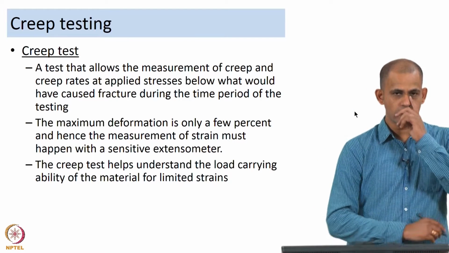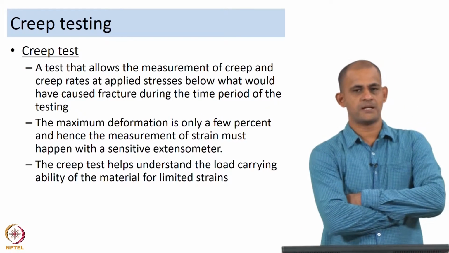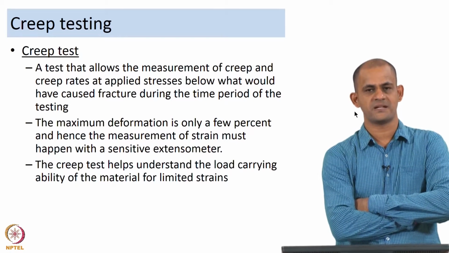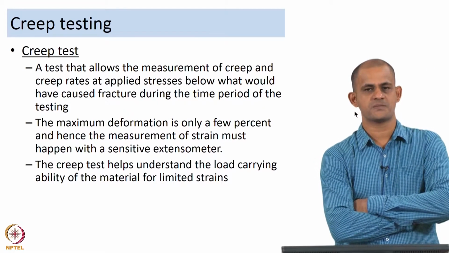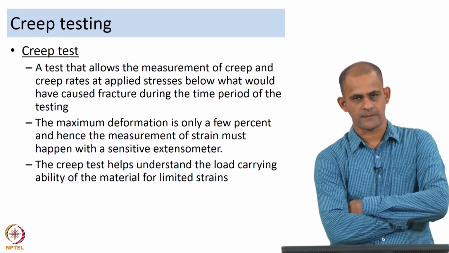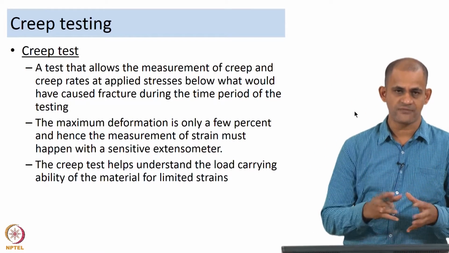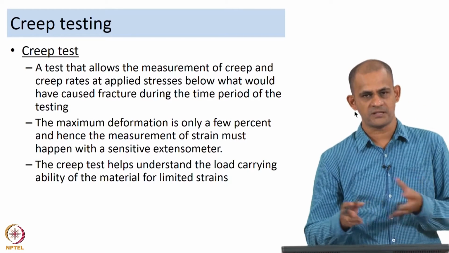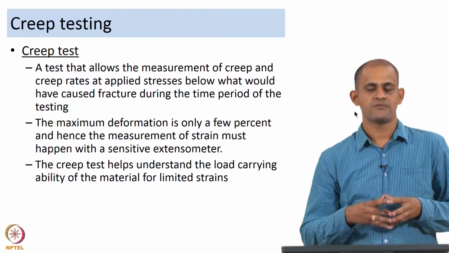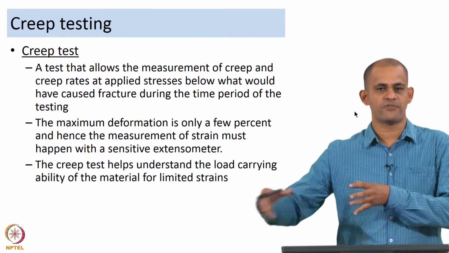So, coming to creep testing, a creep test is basically a test that allows the measurement of creep and creep rates at applied stresses below what would have caused fracture during the time period of the testing. So, this is the ASTM E139 definition, and what it tells us is that the creep test is a test where you are not taking your sample to fracture.